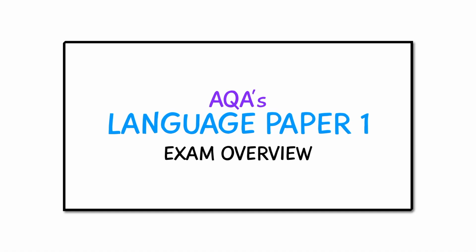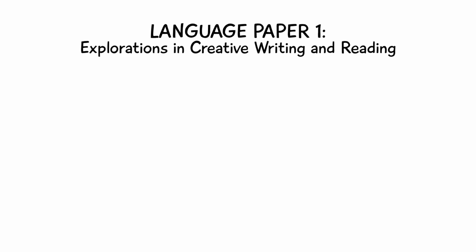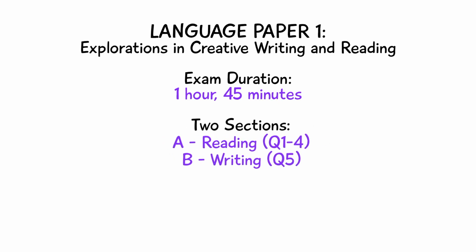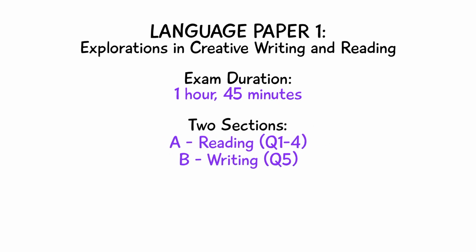I'll briefly be going over what each question will ask, as well as what it is you're going to be assessed on. So, Language Paper 1 focuses on explorations in creative writing and reading, so the source that you'll be analysing and the text that you'll have to create will both be fictional. The exam is 1 hour and 45 minutes long, and it's split into two sections. Section A is the reading section, which consists of questions 1 to 4, and Section B is the writing section, which just consists of question 5.